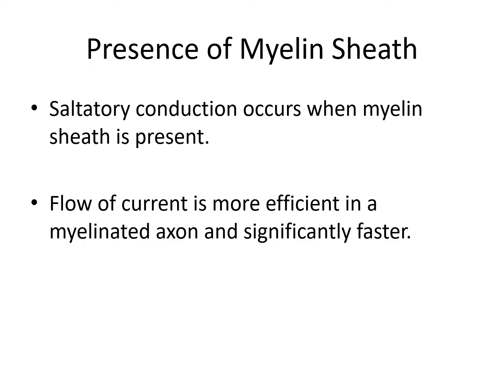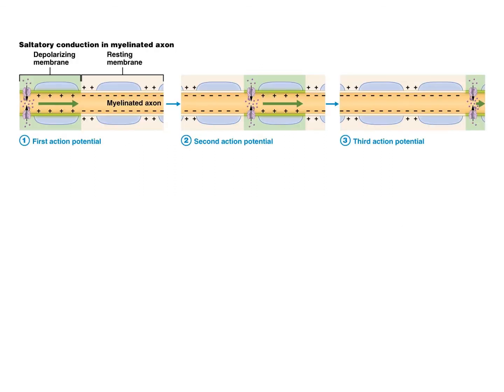The other factor is the presence or absence of the myelin sheath. Okay, remember, some axons may be myelinated, others are not. Now, in the presence of the myelin sheath, a process called saltatory conduction can occur, which allows the propagation of the action potentials to go faster. And early on, it felt like it was jumping along the axon. That's where the saltatory comes in. But we know it's not really jumping, it just appears like it is because it's going so fast. So the flow of current is more efficient in a myelinated axon and slightly faster.